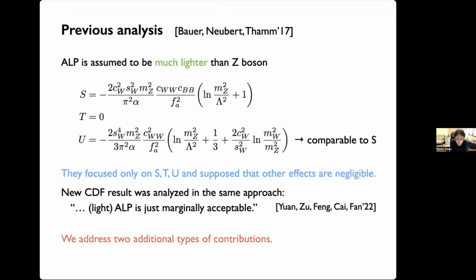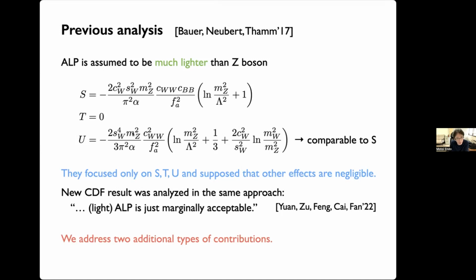In the previous analysis, the ALP was assumed to be much lighter than the Z boson. Then they calculated S, T, and U and obtained the results shown here. Here S is given by this expression, which is proportional to MZ squared and proportional to the coupling squared divided by FA squared, where FA is a decay constant. And T equals zero in this model.